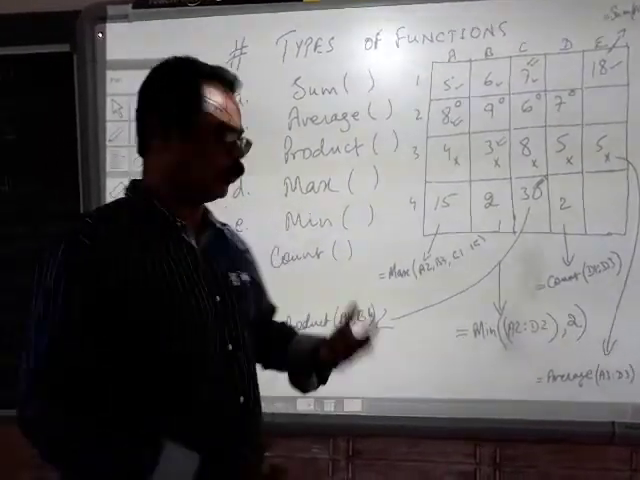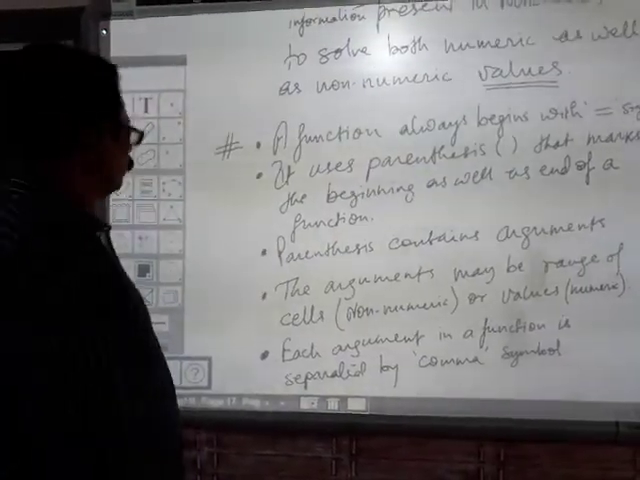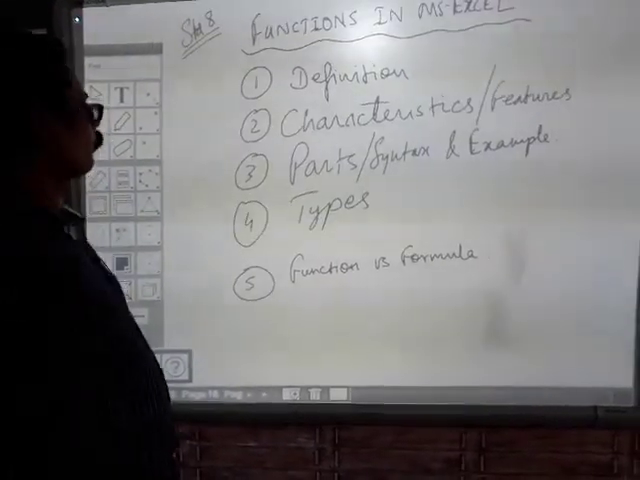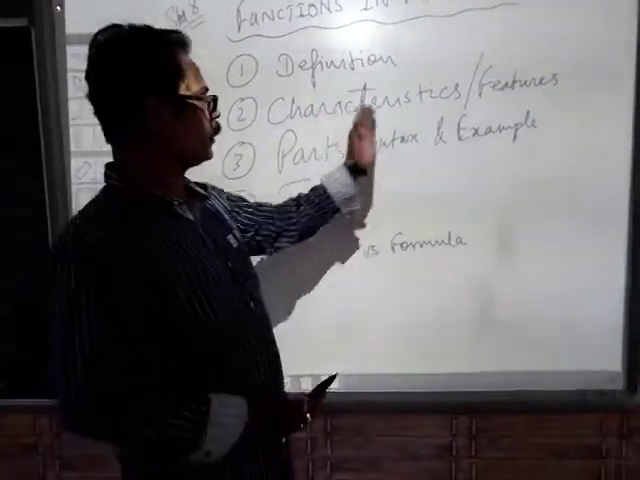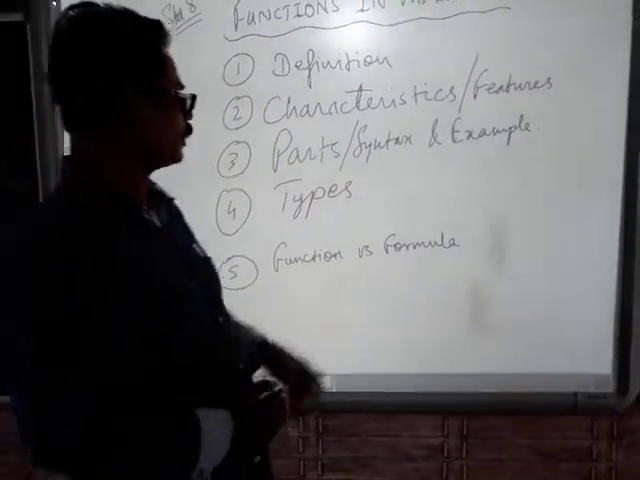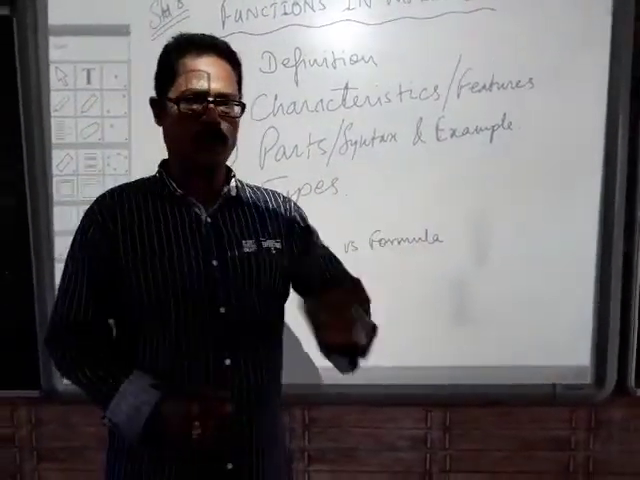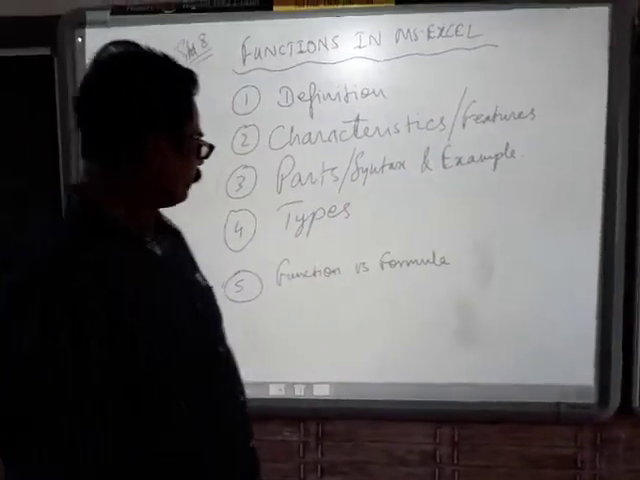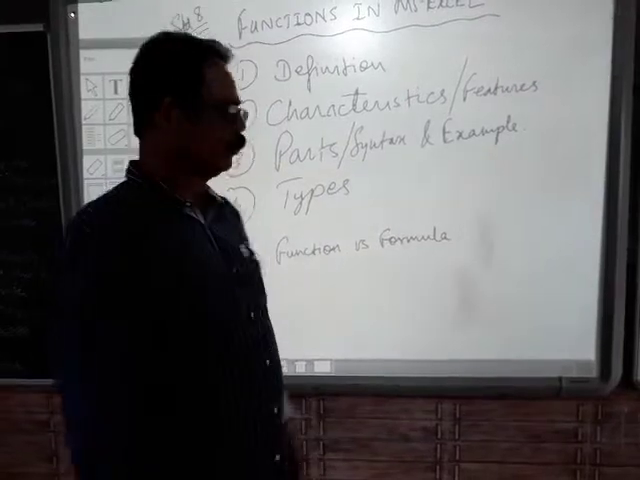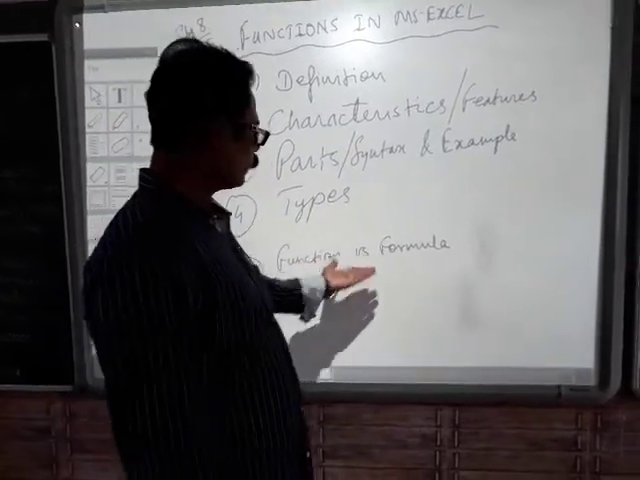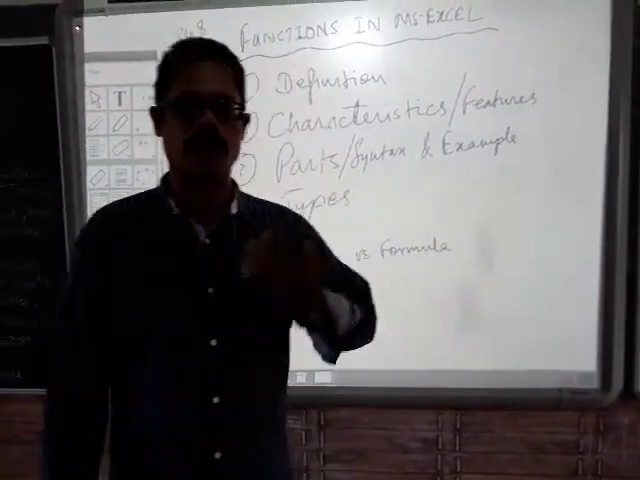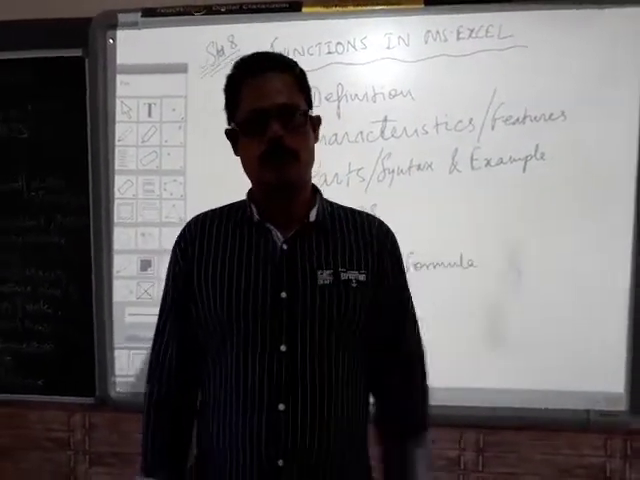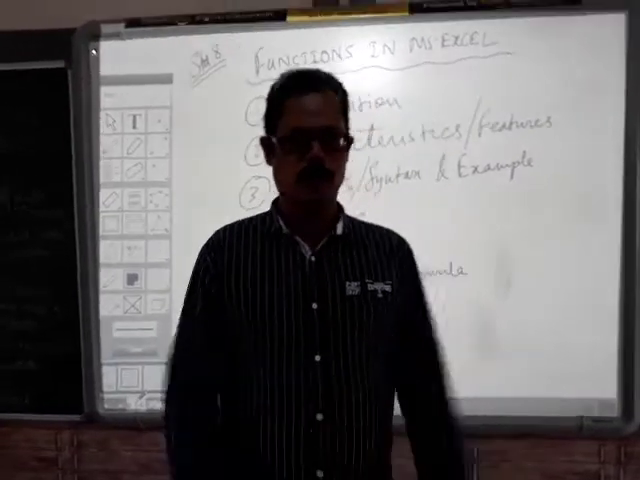So what we have done so far is, we have done what is a function. We have also done the features of the function. We have also discussed the parts and the syntax along with the example of a function. We have done the types of functions, and as I told you, I gave you the definition of function, and also told you how it is different from a formula. That is, when we add an equal to sign before a function, then the function becomes a formula.